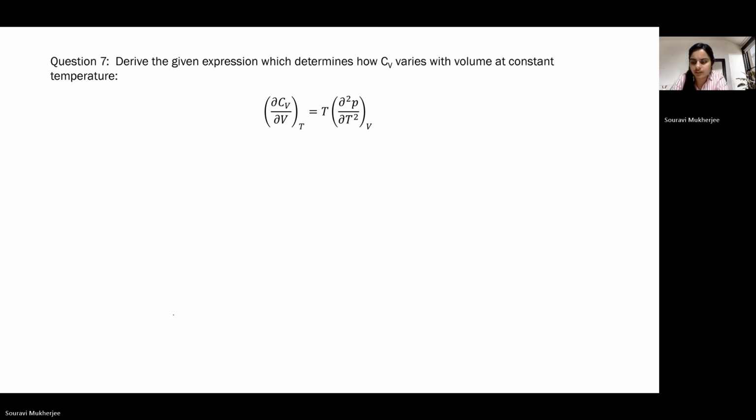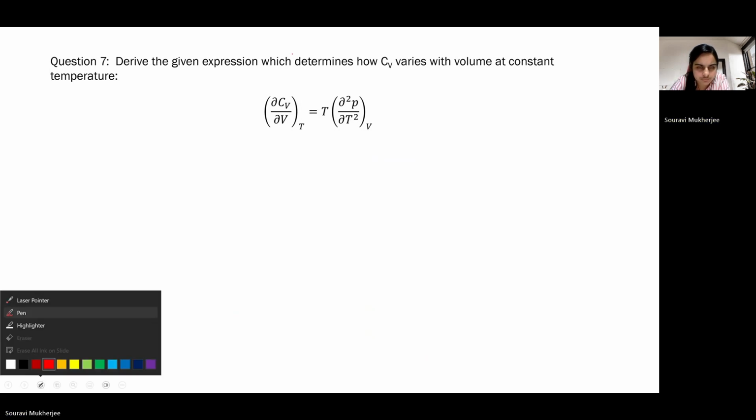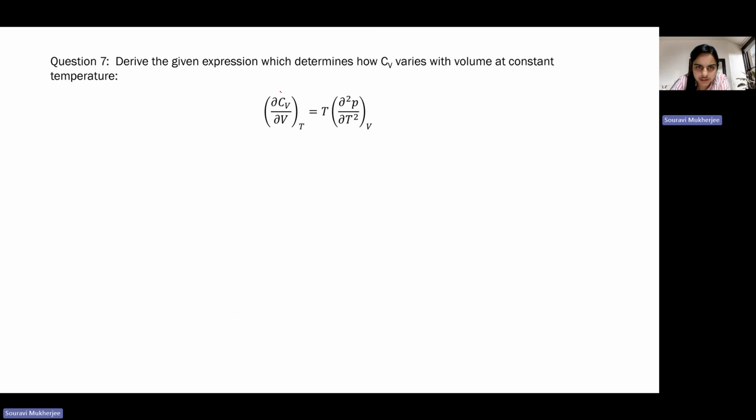Okay, so let's again try to solve it. Here we start with the definition of CV. How do you define it? You define it as T (dS/dV) at constant temperature, right? Now here on the right hand side, you can see you have a double derivative of pressure with respect to temperature.